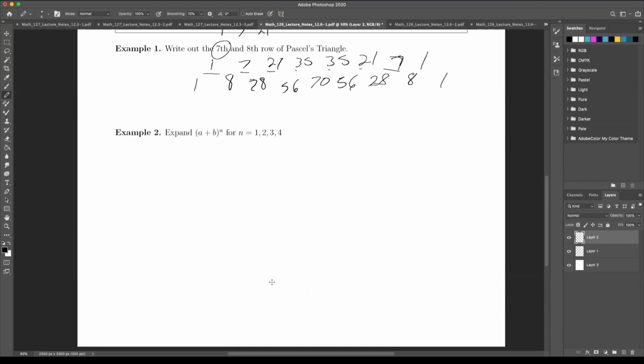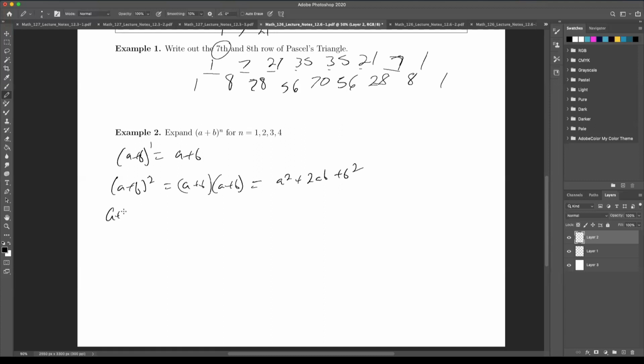Okay. So let's actually show that this is useful. So we're going to expand a plus b to the n for n equals 1, 2, 3, and 4. Okay, so we're going to do this the long way for a second, and then we're going to see a pattern. All right, so here, a plus b to the first power is just a plus b. Pretty boring, right? A plus b to the second power is equal to a plus b times a plus b. Here we're going to FOIL, so we'll have a squared plus 2ab plus b squared.